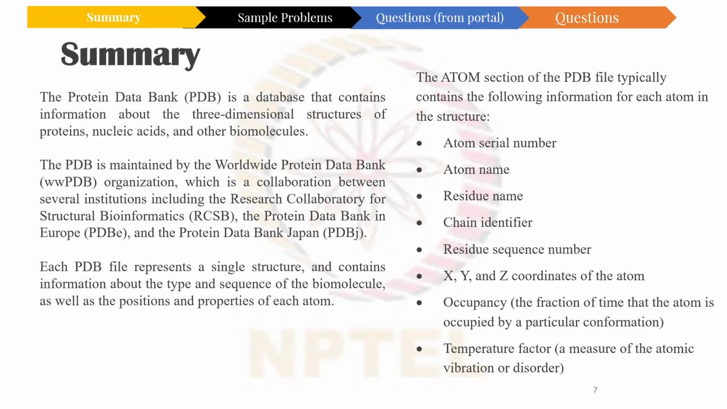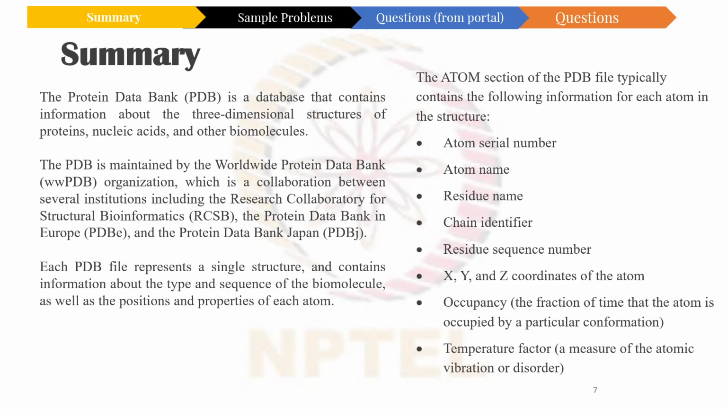So here I'll be discussing the atom section of the PDB file. This typically contains the following information. The first is the atom serial number, next is atom name, residue name, chain identifier, residue sequence number, and XYZ coordinates of each atom, that is, the Cartesian coordinates. Then is occupancy, which is the fraction of time that atom is occupied by a particular conformation. And then is temperature factor, also called the B factor, which is a measure of atomic vibrations or disorder.